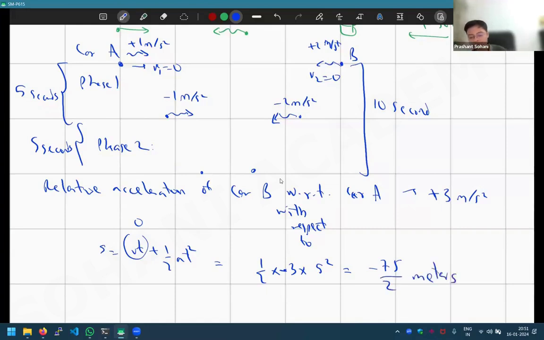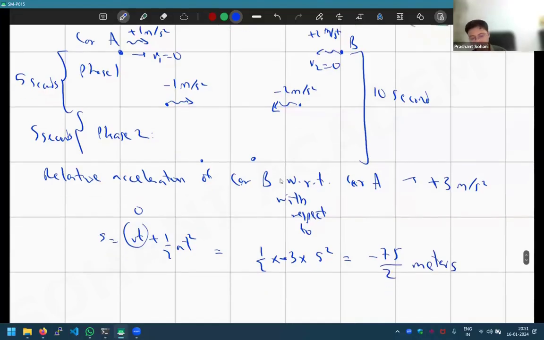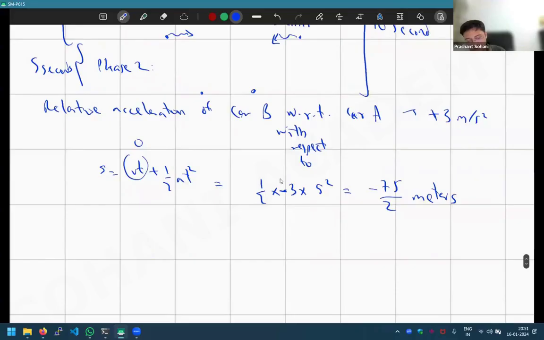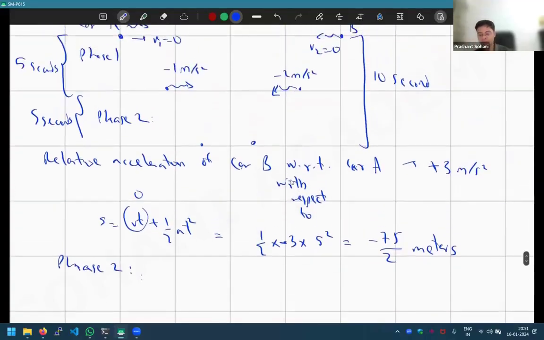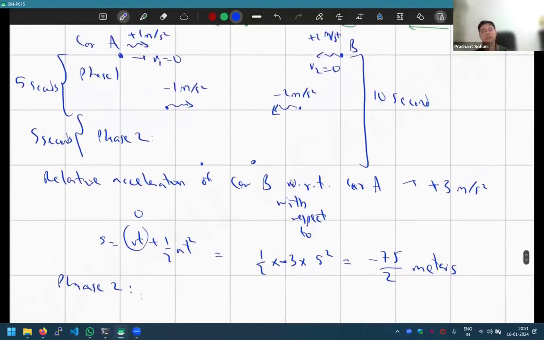So in the first phase, the distance between the two cars is going to reduce by 75 meters. Okay. What about phase 2? Actually, if you think about it, phase 1 and phase 2 are like mirror images once more, because I think the arrow of this should be reversed, because this time car B has picked up some velocity, but now they are both going to decelerate.